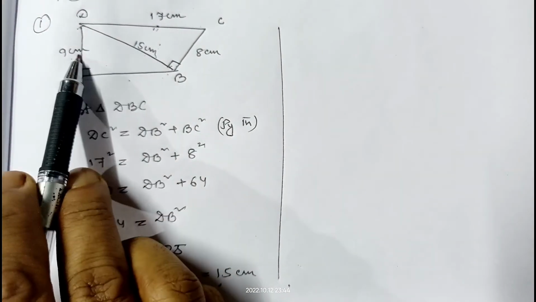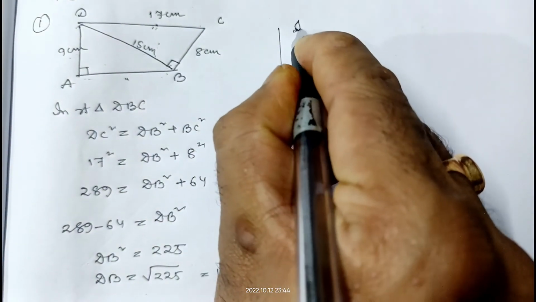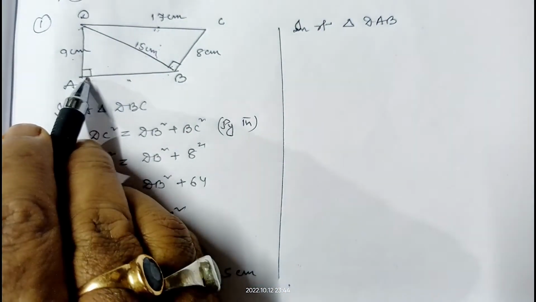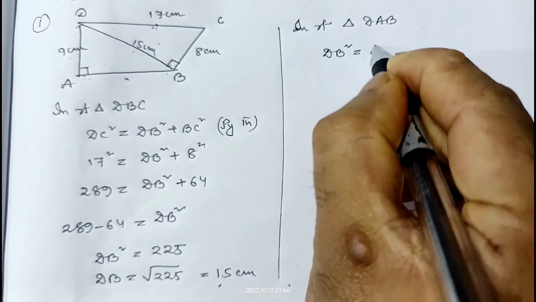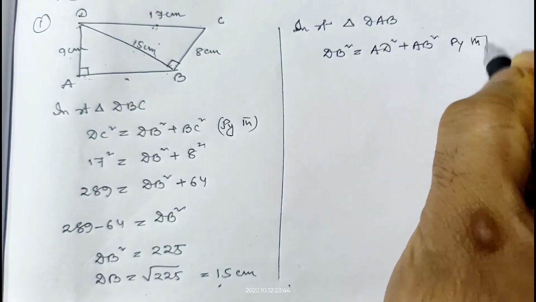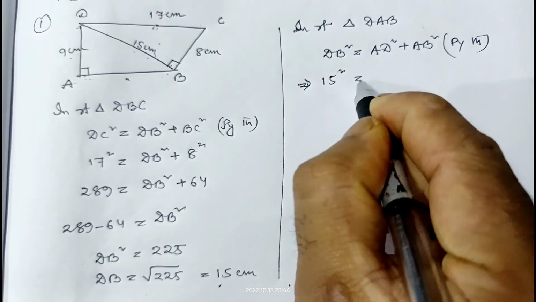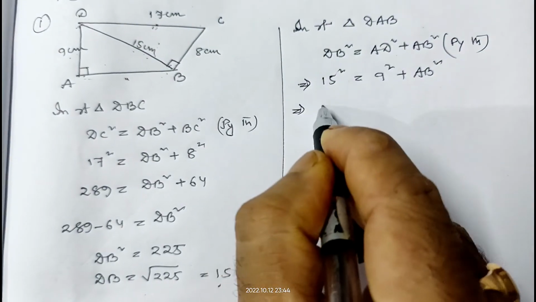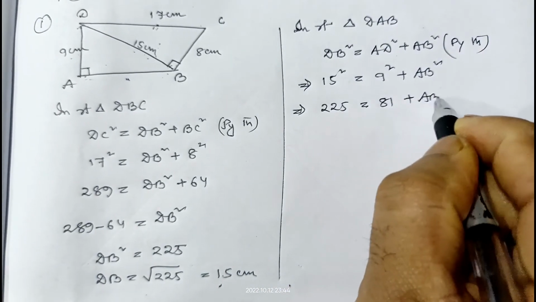Since these two sides are known, now this AB can be calculated again by using Pythagoras theorem. So we can write in right triangle DAB, here this is 90, so this is the hypotenuse. So we can write DB square equals AD square plus AB square by using Pythagoras theorem. Now DB, we have already calculated, it is 15, so 15 square equals AD is 9, so 9 square plus AB square. 15 square is 225 equals 9 square is 81 plus AB square.